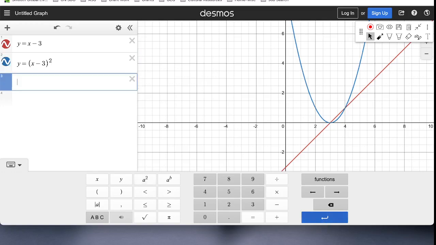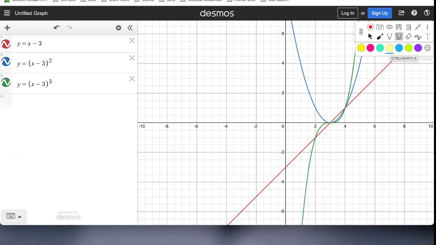And then finally, let's take a look at what happens when we have y equals x minus 3. Close it off, and this time we're going to make it a cubic. So we'll go up with the little a to the b, and we'll make that a cube. And you see that it kind of meanders its way. So instead of going straight through, it comes in. It kind of does a little jig, and it still only goes through in one place, but it kind of gets close to it, and it does this.